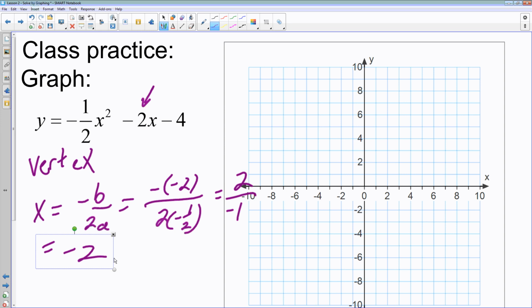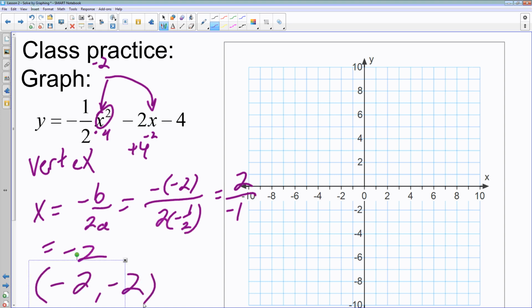Then we can plug that negative 2 into our function to find the y value. Again, we're going to use Desmos to help us with this in just a moment, but I just want to show you that you can still find it by hand. All right, so if we plugged in negative 2 into our x spot, well, negative 2 squared is going to be positive 4, but positive 4 times the negative 1/2 becomes negative 2. All right, negative 2 times negative 2 becomes positive 4. So we got negative 2 plus 4 minus 4. Negative 2 plus 4 is 2, and 2 minus 4 is negative 2. So our vertex is actually at negative 2, negative 2.